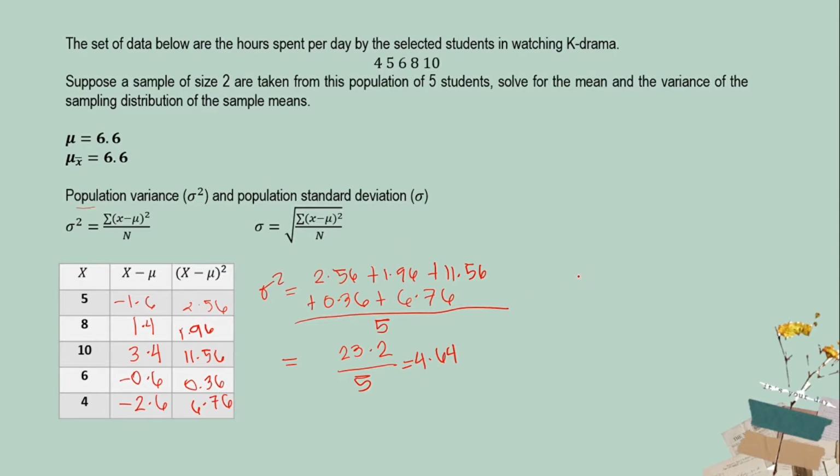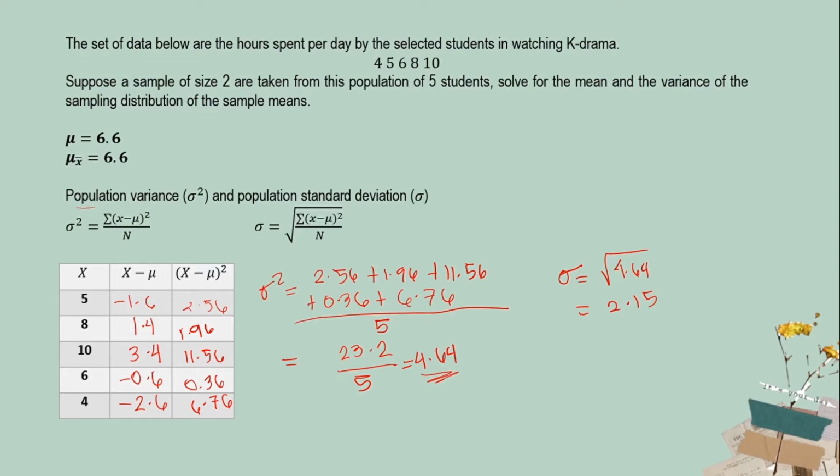Since the standard deviation is only the square root of the variance, we can solve it by taking the square root of the final answer that we get from the population variance. So the square root of 4.64 gives us 2.15. Therefore, the population variance is 4.64 and the population standard deviation is 2.15.